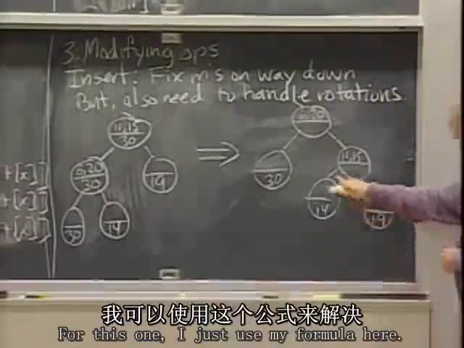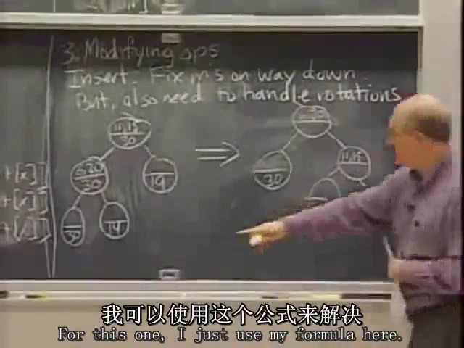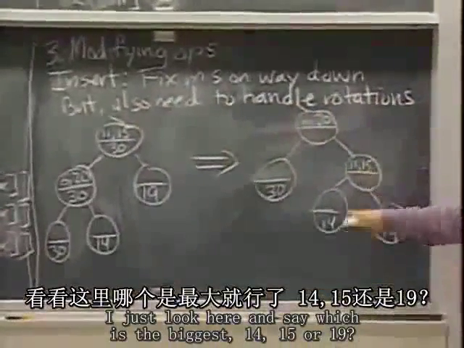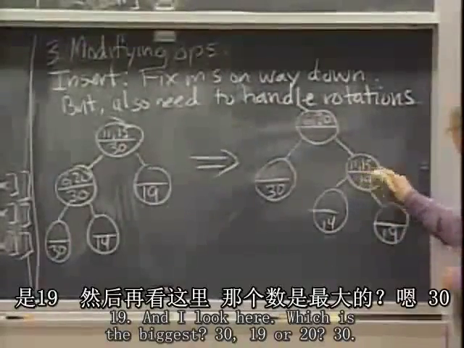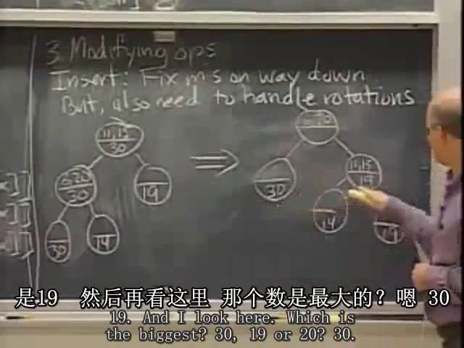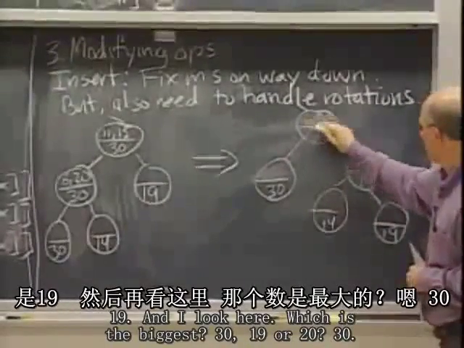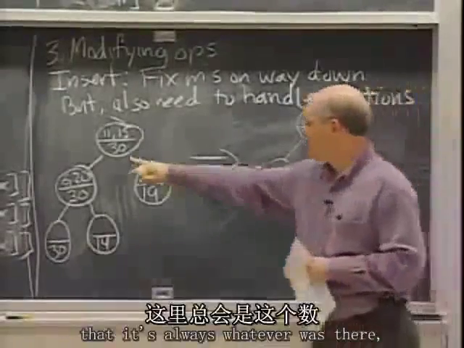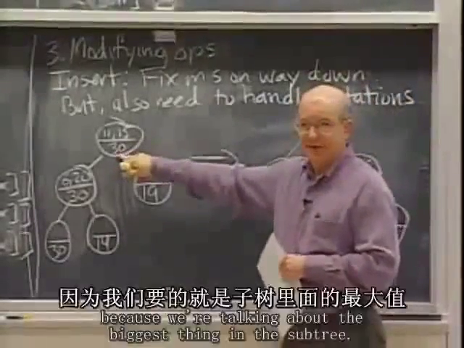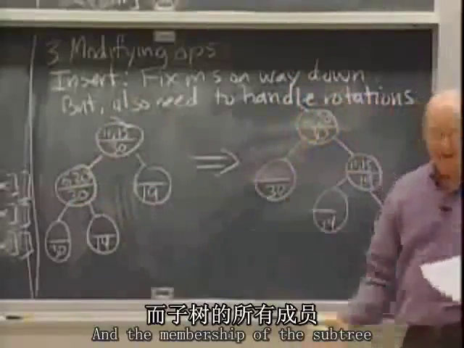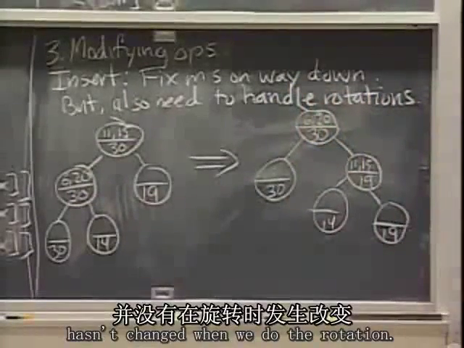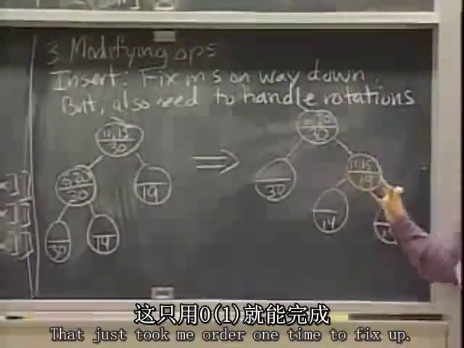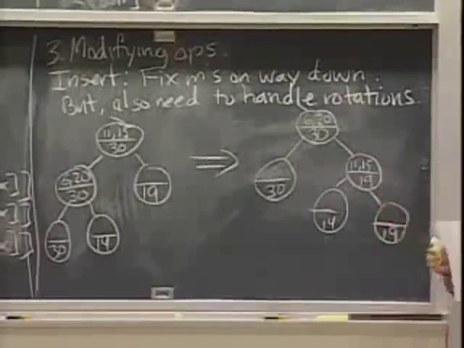So for this one, I just use my formula here. Okay? I just look here and say, which is the biggest, 14, 15, or 19? 19. And I look here, which is the biggest, 30, 19, or 20? 30. Or once again, it turns out, not too hard to show, that it's always whatever was there, because we're talking about the biggest thing in the subtree, and the membership of the subtree hasn't changed when we do the rotation. Okay? So that just took me order one time to fix up.